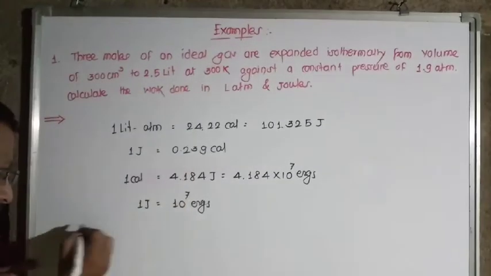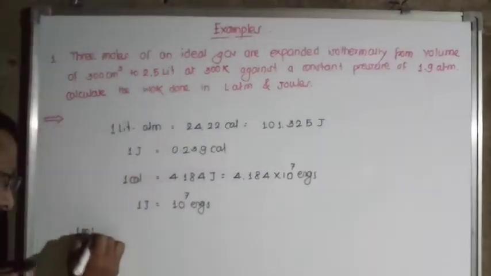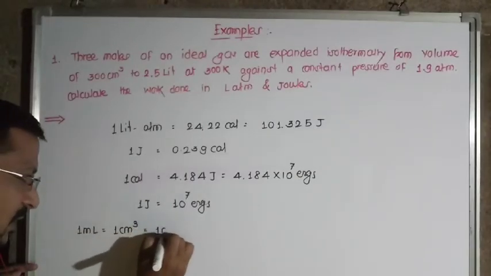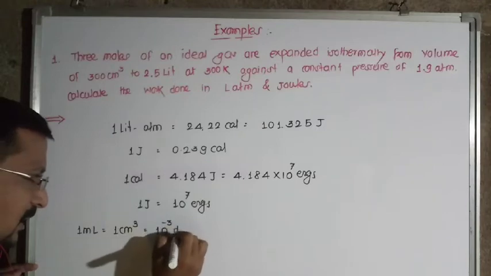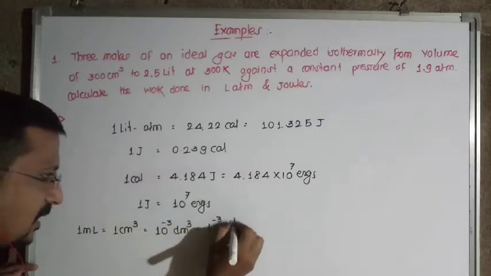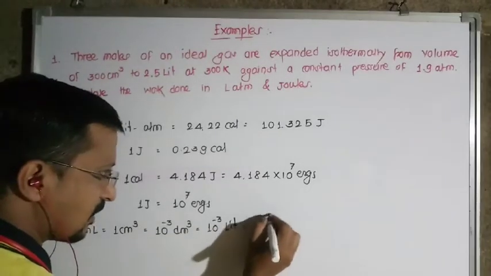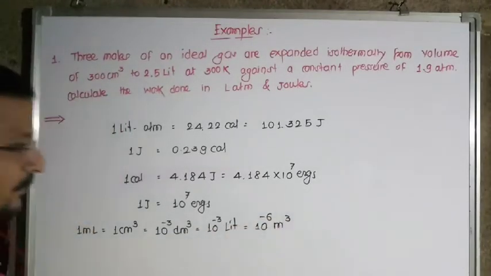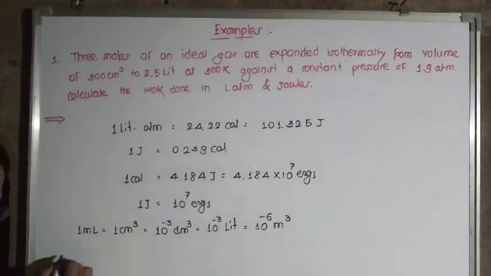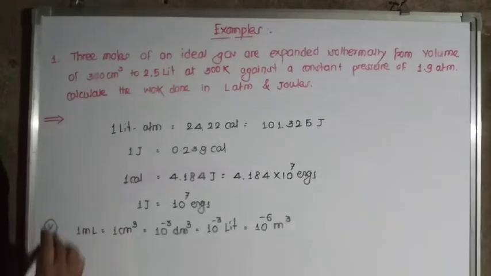Again, volume unit conversion: 1 ml is equal to 1 cm cube, which is equal to 10 raised to minus 3 dm cube, which is equal to 10 raised to minus 3 liter, which is equal to 10 raised to minus 6 meter cube. That is the volume units. Again, there are pressure units.